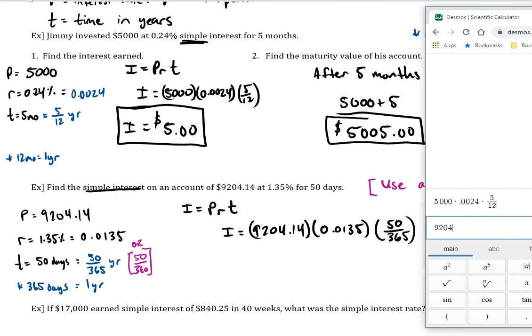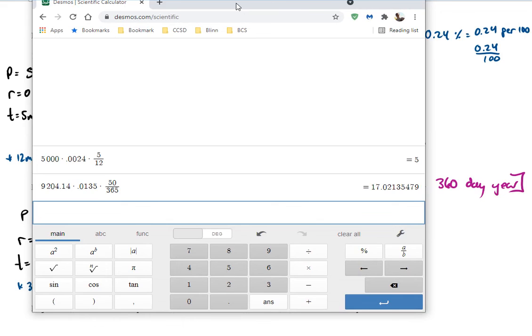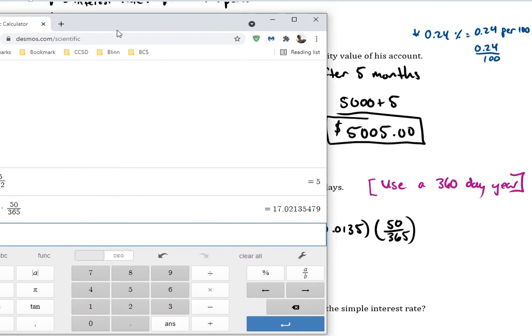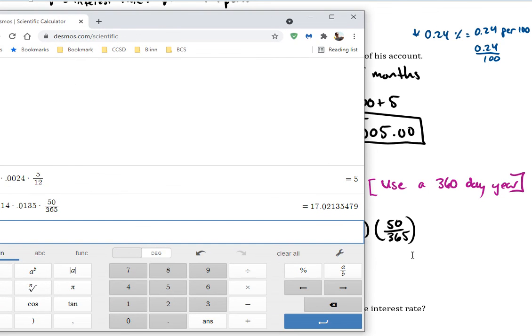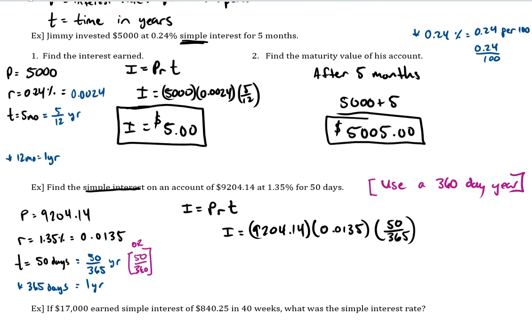9204.14 times 0.0135 times 50 divided by 365. Make sure all those numbers are in there correctly, and don't round anything. They would want you to round at the final answer. So right here is where we'll start to round. Okay, so we've got $17.02 is how that rounds right there. Okay, so $17.02, and then that's our answer.